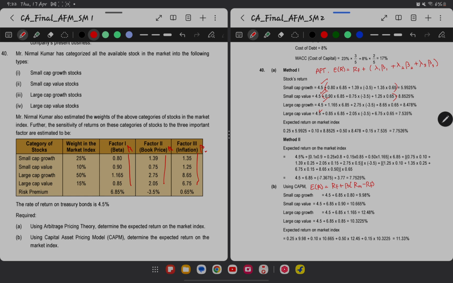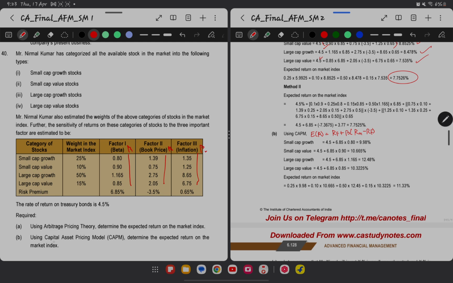So as we can see, small cap growth has 5.9925 percent, and for small cap value it is 8.8525, and for large cap growth it is 8.478, and for large cap value it is 7.535. Multiplying these returns with the probabilities will give us the expected return, which is nothing but 7.7526 in our case.